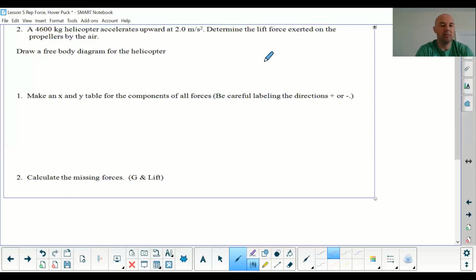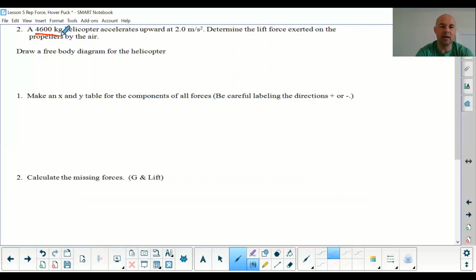So for this one, a 4,600 kilogram helicopter, so again, that's the mass, that's M, accelerates upward. So now we're accelerating. So that's the net acceleration, that's A. And wants to determine the lift force exerted on the propellers by the air. So we're trying to figure out the lift.